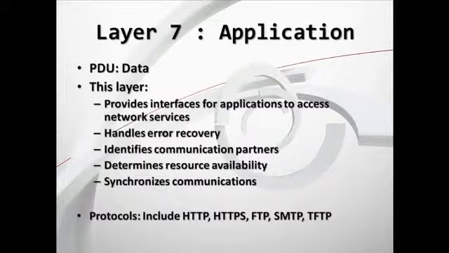Layer 7 is the application layer. This layer is the layer closest to the user. The protocol data unit in this layer is data. The application layer provides interfaces for applications to access network services, handles error recovery, identifies communication partners, determines resource availability, and synchronizes communication. Protocols at this layer include HTTP, HTTPS, FTP, SMTP, and TFTP.